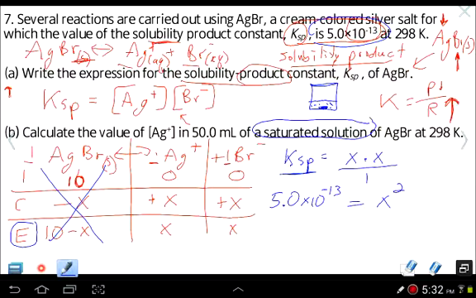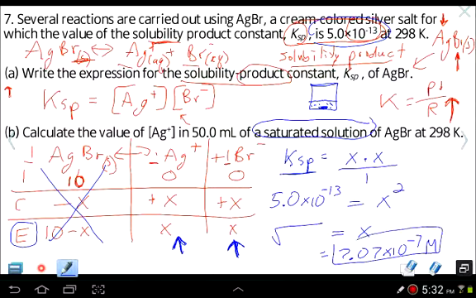So that's what we're doing. We're essentially asking to solve for how much we have of our product at equilibrium, and that's why we set it up this way. So it's as simple as square rooting to get x, and if you square root this number, you should get your x to be 7.07 times 10 to the negative 7. A lot of 7's in there. That would be the molarity. Notice that that's what they asked for, Ag+, and that's exactly the molarity.